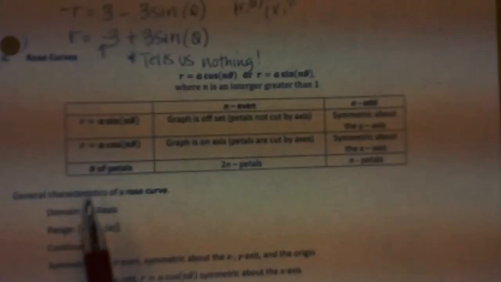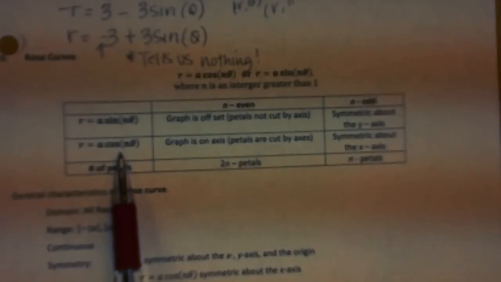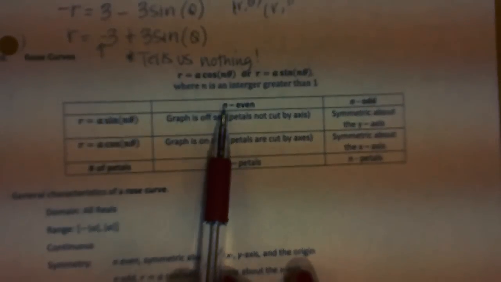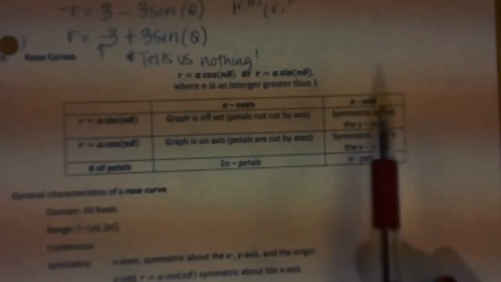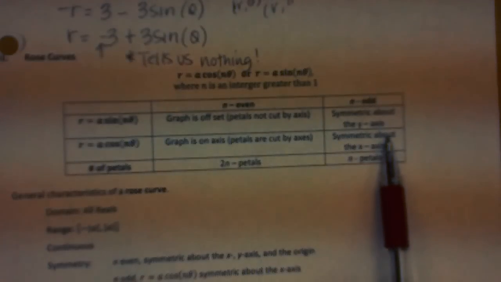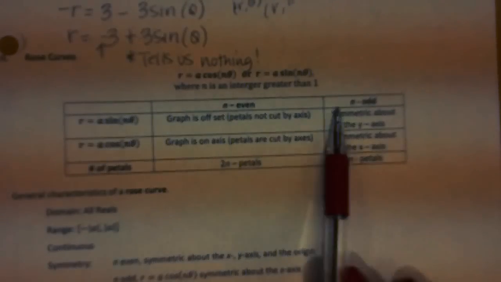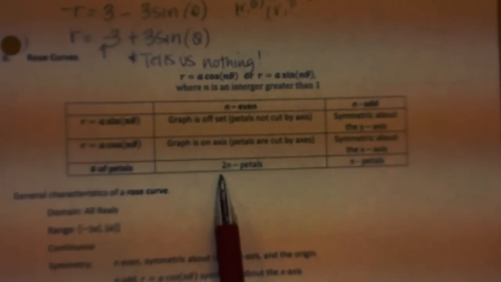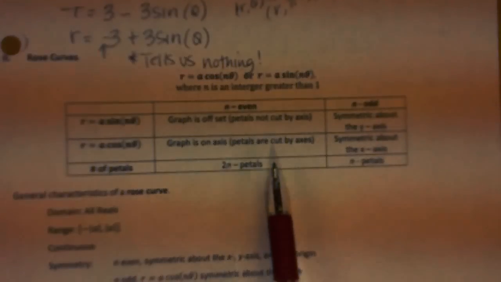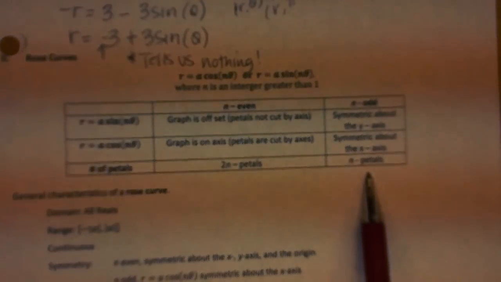So you have 2 options here, when it's sine and when it's cosine. And the second thing you need to look at is what your n value is. Whether it's even or odd is going to tell you about the graph and what it's symmetric about. Also, the n value will tell you the number of petals. If your n is even, the number of petals is going to be 2 times n. If n is odd, the number of petals is n.